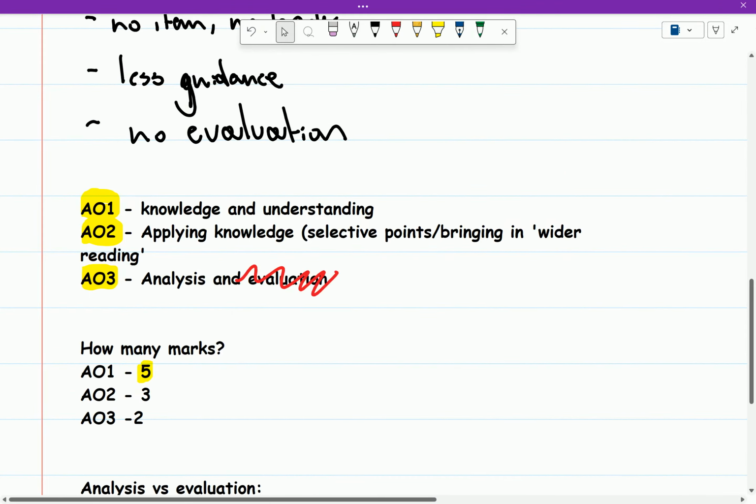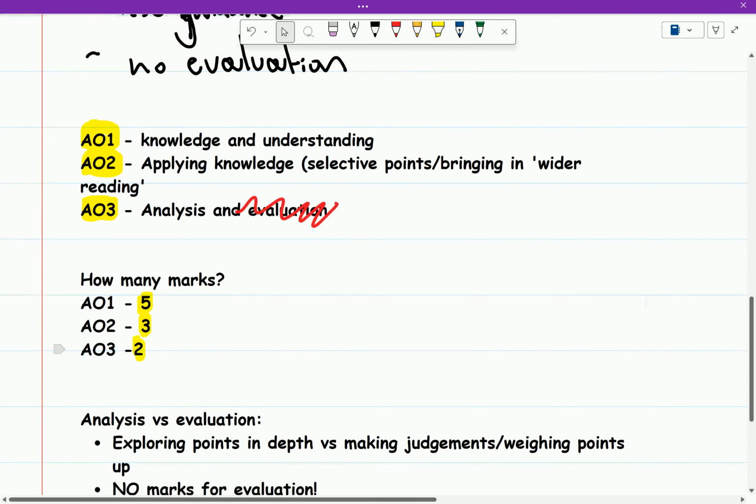And then AO2, 3 marks, so a little bit less, but you're applying that knowledge. So again, did you pick the most appropriate points? Are you bringing in your wider reading? How are you showing that? And then finally, analysis, 2 marks. The interesting thing here is that you can very easily get up to those 5 marks if you just showed your knowledge, but the higher marks are going to be capped by your application and selective application. And the fact that you don't have that source or that item there is really going to test that.